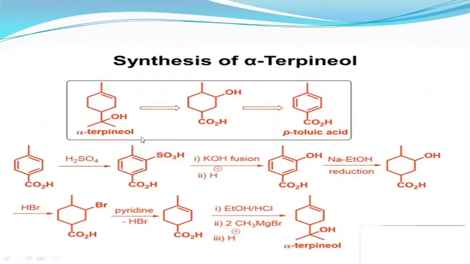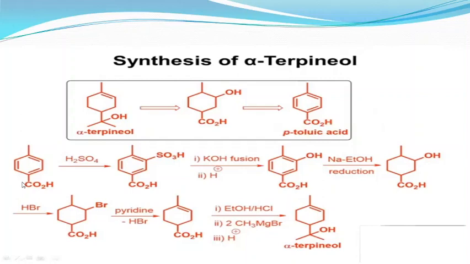Last we come to the synthesis of alpha terpineol. As per the retrosynthesis analysis, this is alpha terpineol. Here the double bond is present, so the double bond can best be achieved by the presence of this alcoholic group, which on elimination will give the double bond. So we take this hydroxy group. This is the starting compound, paratoluic acid, which can easily be converted into this hydroxy acid.